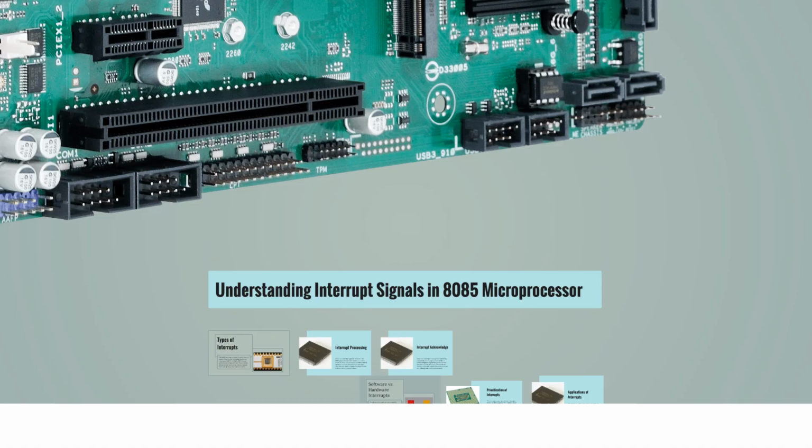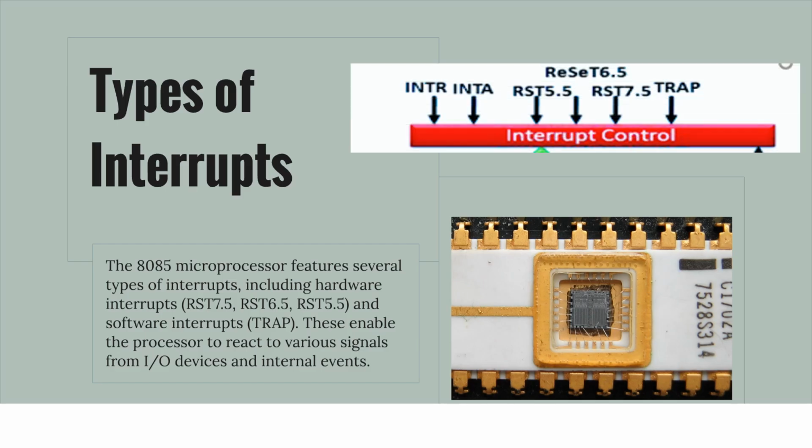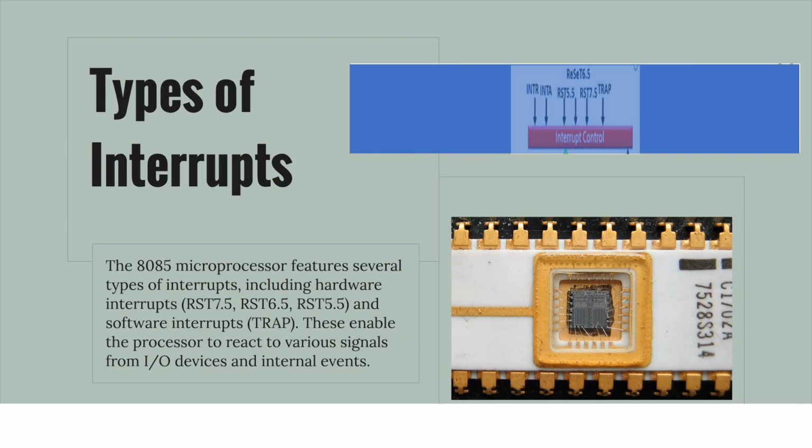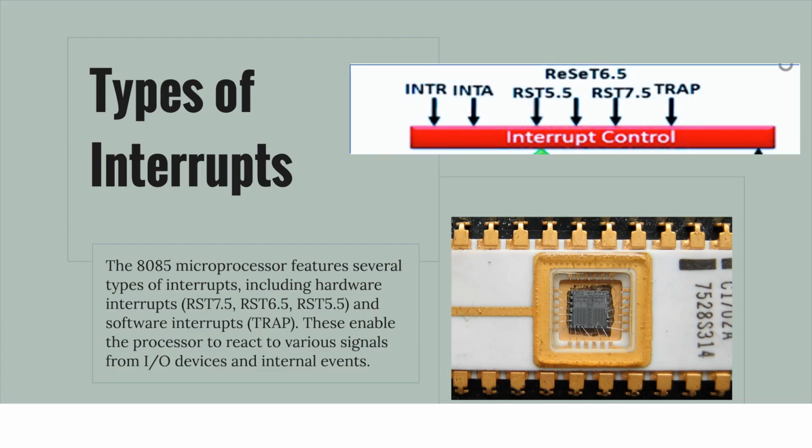Let us go with the interrupt signals in the 8085 microprocessor. The interrupt signals are classified into two groups: hardware interrupts and software interrupts. The hardware interrupts are RST 7.5, RST 6.5 and RST 5.5. The TRAP is the software interrupt. These enable the processor to react to the various signals from the I/O devices and internal events.